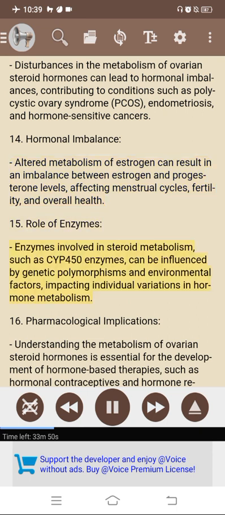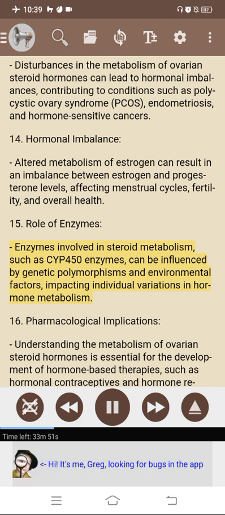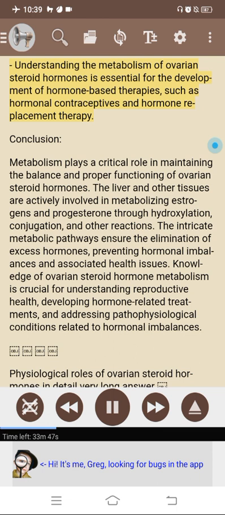15. Role of enzymes. Enzymes involved in steroid metabolism, such as CYP450 enzymes, can be influenced by genetic polymorphisms and environmental factors, impacting individual variations in hormone metabolism. 16. Pharmacological implications. Understanding the metabolism of ovarian steroid hormones is essential for the development of hormone-based therapies, such as hormonal contraceptives and hormone replacement therapy.